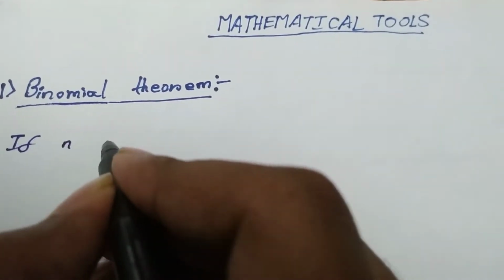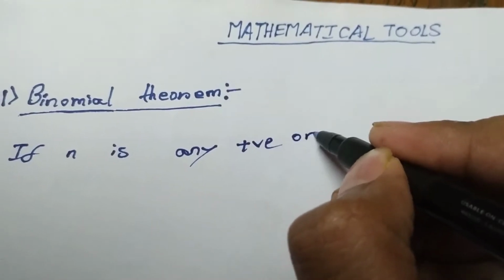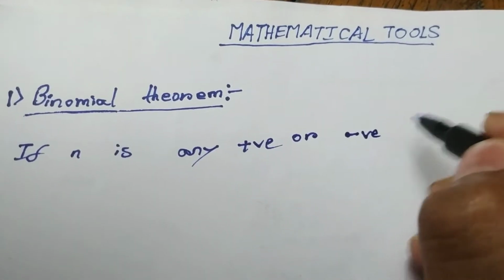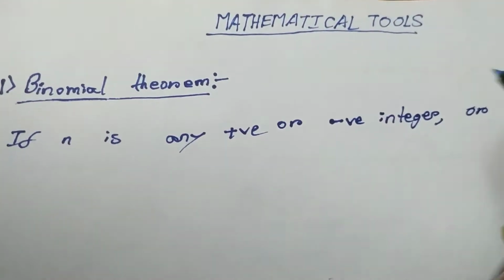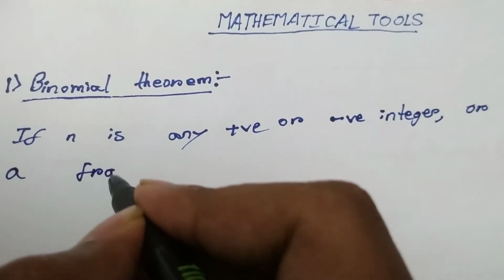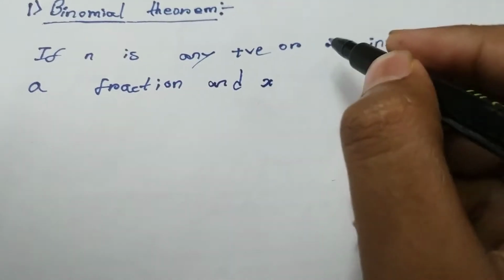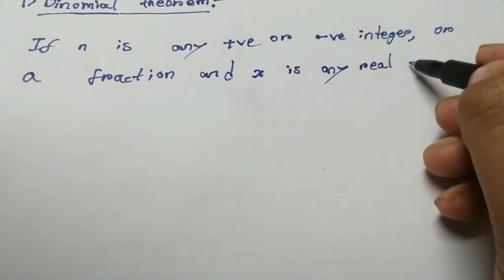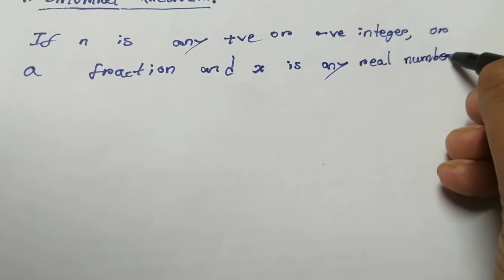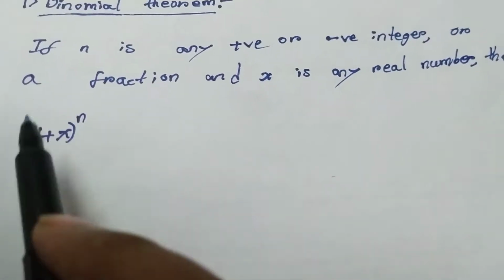If n is any positive or negative integer or a fraction, and x is any real number, then we can write (1 plus x) whole to the power n.